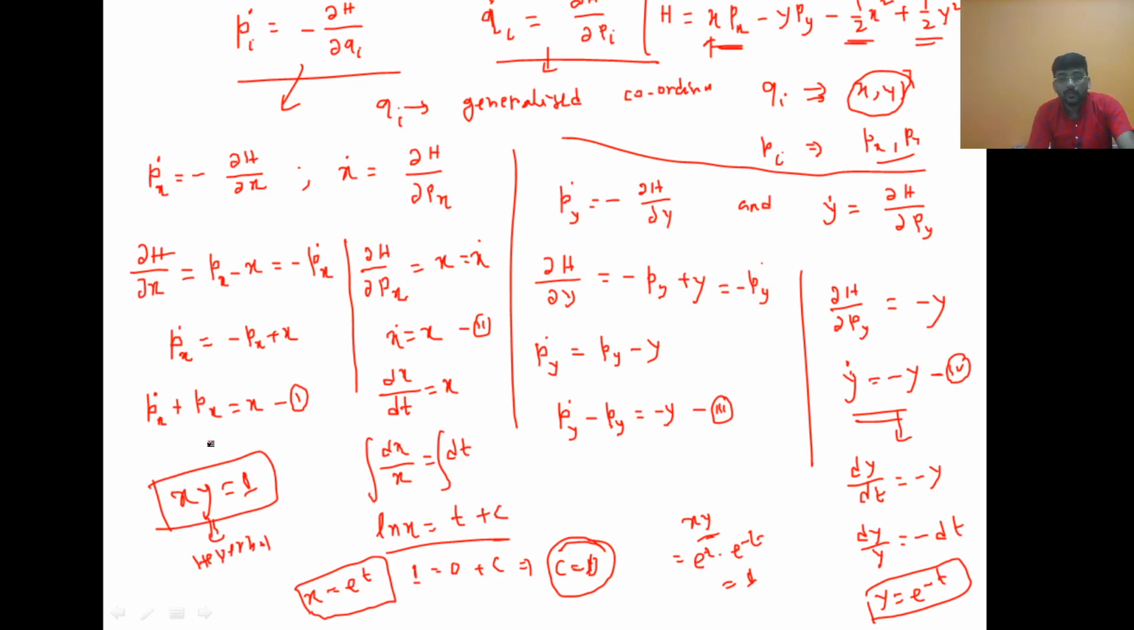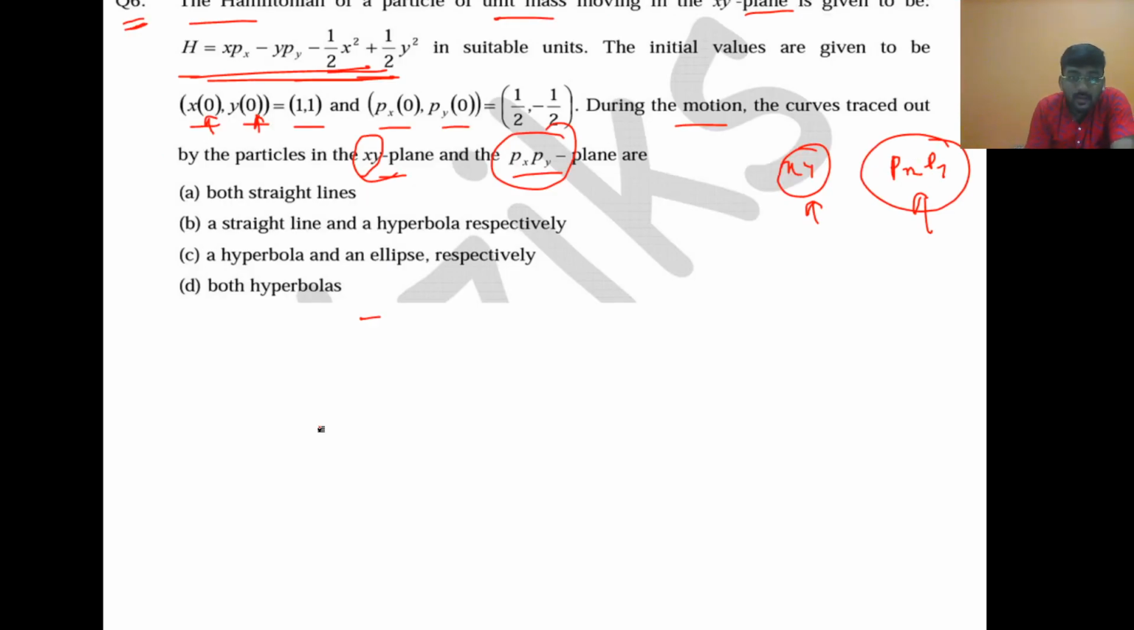Now to determine the px py plane, we have to solve equation 1 and equation 3. Okay, so now let me solve these two equations also. We have px dot plus px is equal to x, and we know x is equal to what? E to the power t. So we have to write over here dpx by dt plus px is equal to e to the power t.